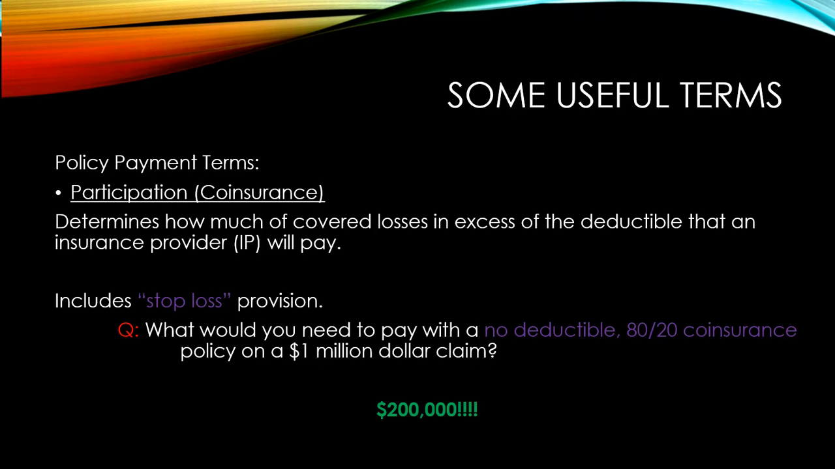So we have a stop loss provision which prevents you from having to pay so much. So you might be 80-20 co-insurance up to a surgical limit of $100,000 annual. Once you hit that $100,000, the insurance company will usually pay 100%.